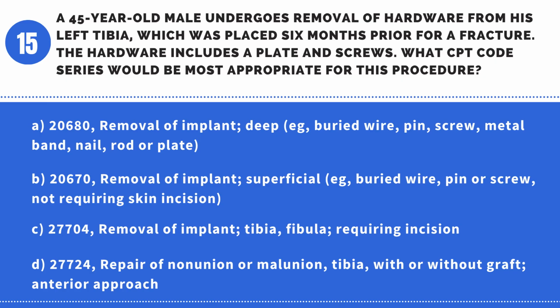A. 20680, removal of implant. Deep, e.g., buried wire, pin, screw, metal band, nail, rod or plate. B. 20670, removal of implant. Superficial, e.g., buried wire, pin or screw, not requiring skin incision. C. 27704, removal of implant. Tibia, fibula, requiring incision. D. 27724, repair of non-union or malunion, tibia, with or without graft, anterior approach.